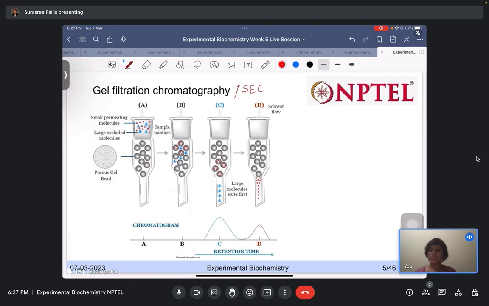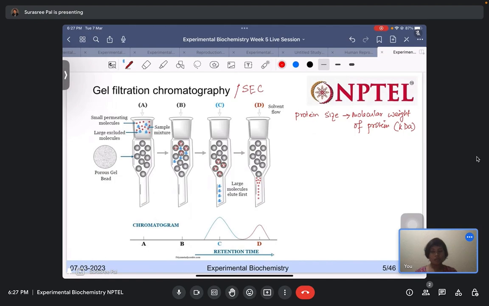So the protein size is actually the molecular weight of the protein, and molecular weight of protein is measured in daltons or kilodaltons.